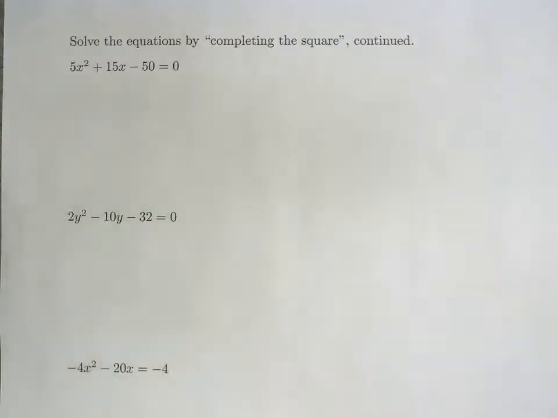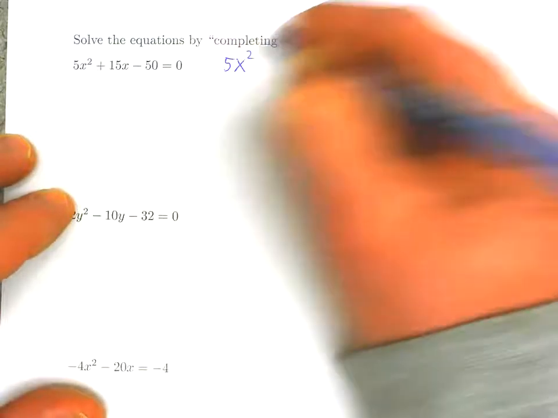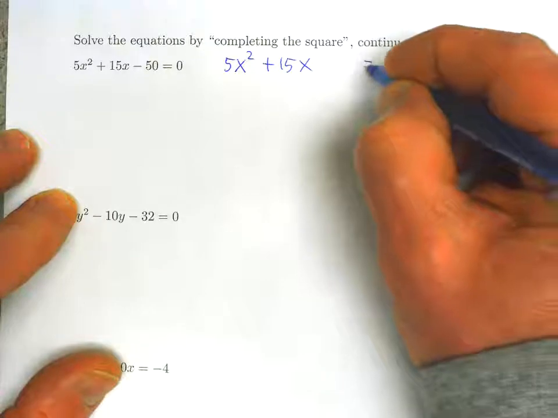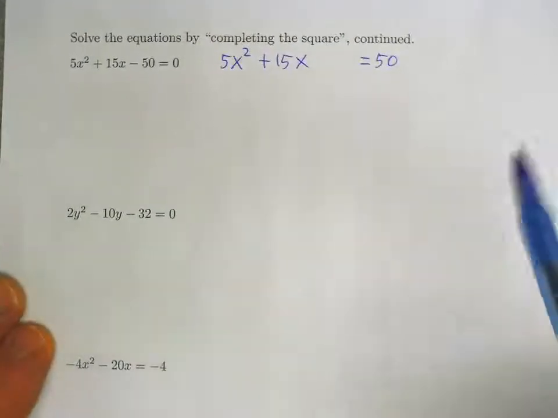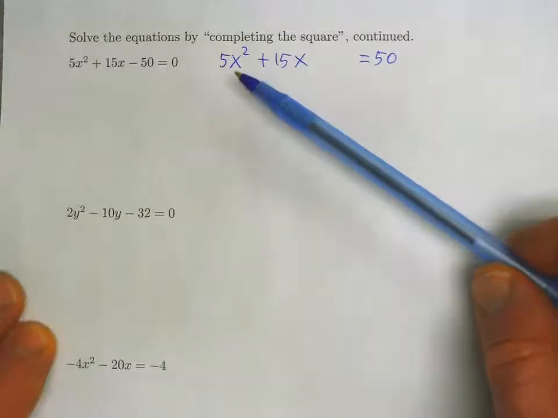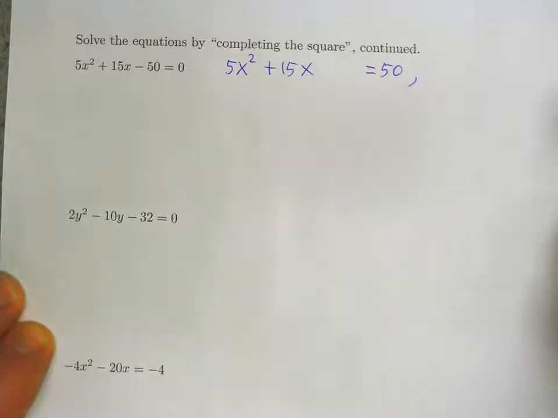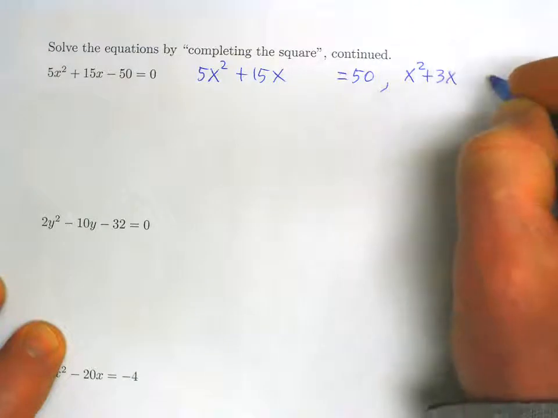Okay, solve the equations by completing the square. So this first one, 5x to the second plus 15x minus 50 equals 0. Step 1, add 50 to both sides. We'll get 5x to the second plus 15x, leave a little bit of space, and then that's equal to 50. Well, the coefficient of x squared isn't 1, so in the next step we want to divide every term on both sides by 5. When we divide every term on both sides by 5, we get x squared plus 3x equals 10.